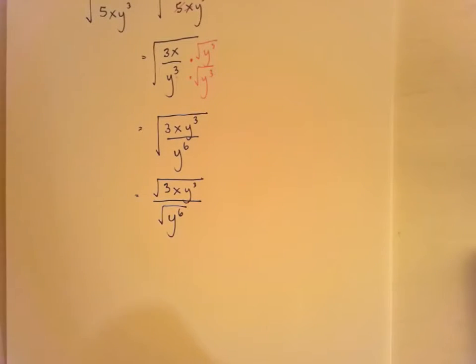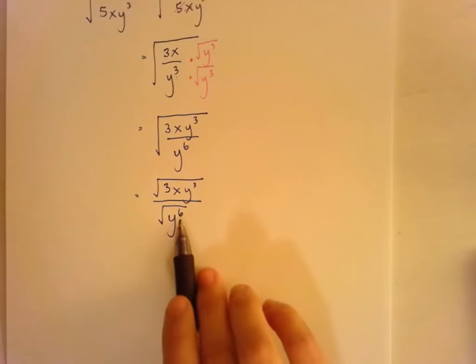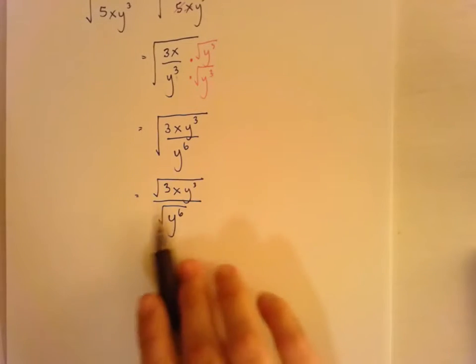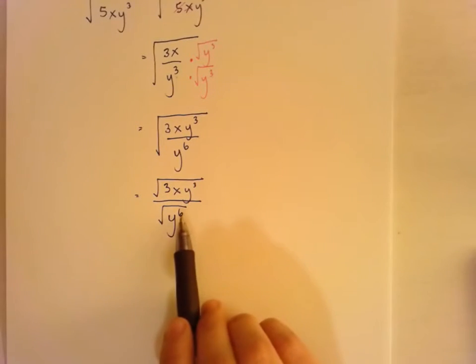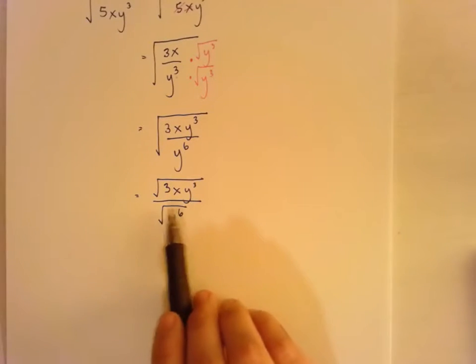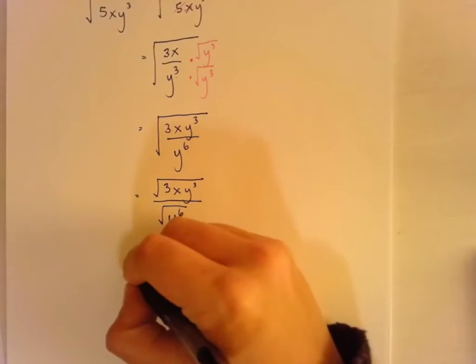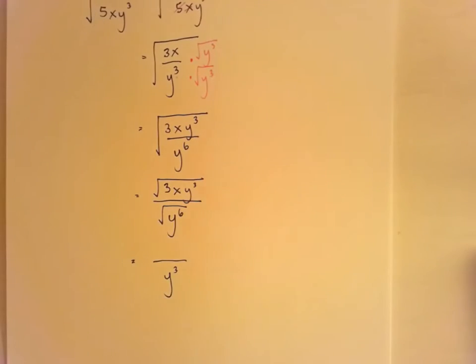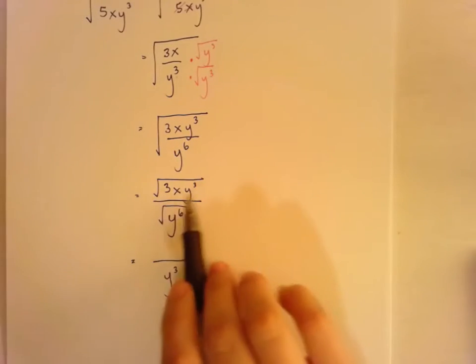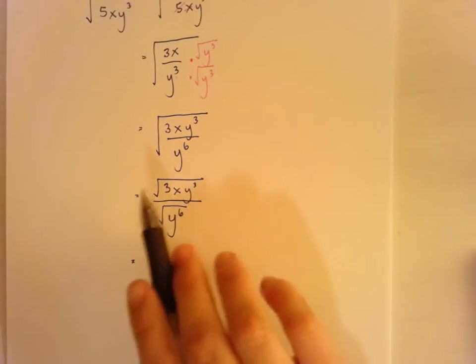And now we can see pretty clearly on the bottom that this can be simplified. What we did to the bottom of our fraction was we created a perfect square. And so now if I take the square root, I take my power 6 divided by my index 2, 6 divided by 2, and I get y to the 3rd on the bottom. And on the top, I can start to break this radical up so I can simplify it.